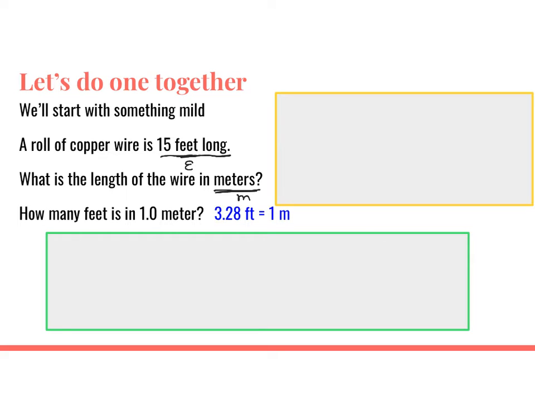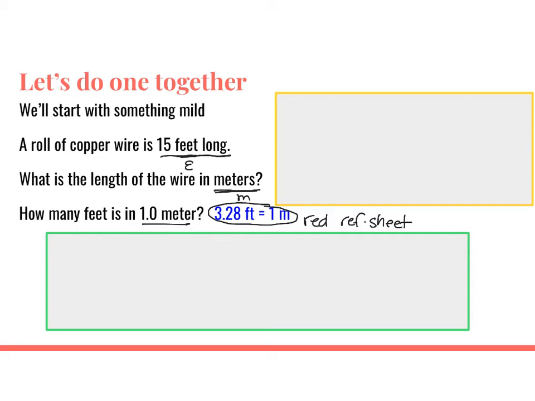The first thing that you guys have to figure out is how many feet are in 1 meter. And this conversion factor is coming right from your red reference sheet. And that is 3.28 feet is equal to 1 meter. So I'm going to go ahead and in this yellow box, I'm going to write down exactly what you guys should be writing down.